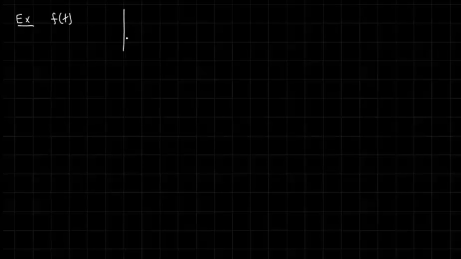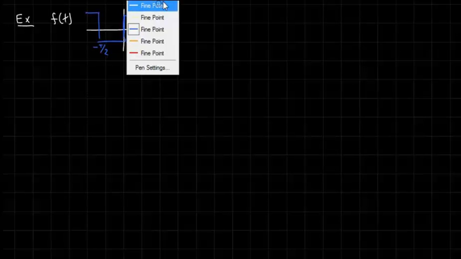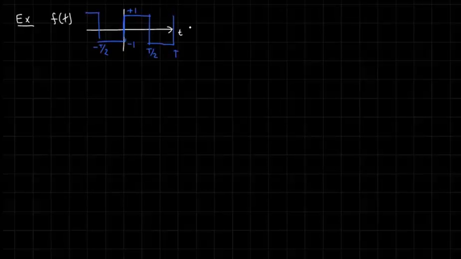Let's now work an example of computing the complex Fourier series of a square wave. So here's our function. It is symmetric about 0, 50% duty, going from +1 to -1, and it has a period of capital T. So we need to compute the Fourier series over any period T.